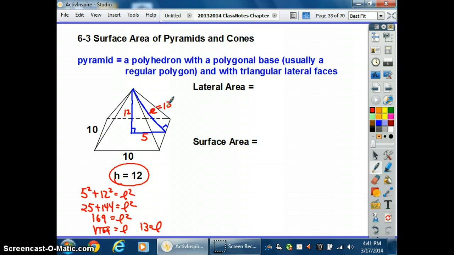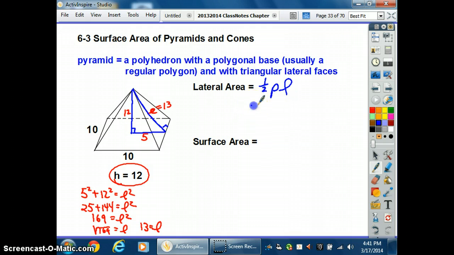All right, now let's work our lateral area. Do you remember how the lateral area was the perimeter times the height? Okay, lateral area, we're talking about triangles. So we know triangles are 1/2 base times height. So this formula is going to have 1/2 the perimeter times the height. Now I'm talking about the height of the triangle, not the height of the pyramid, but the height of the triangle, which is L. So there is our lateral area formula.